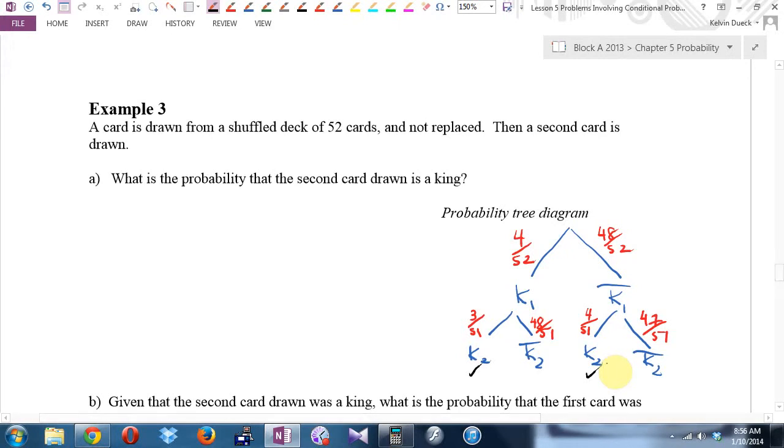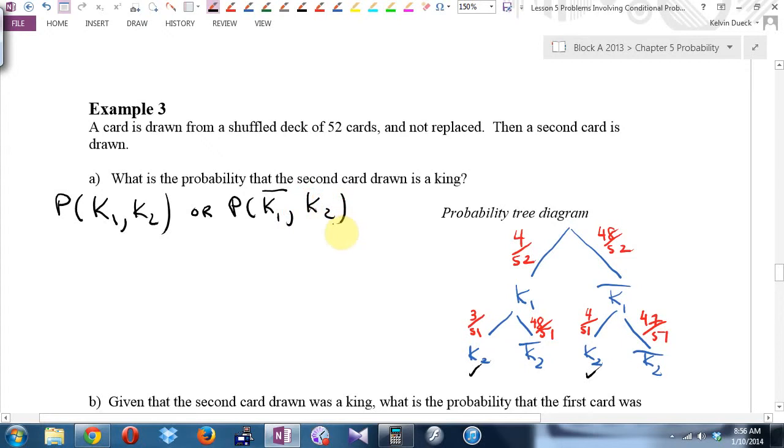If I wanted to write this in probability notation, we're really saying we want to find the probability both are kings or not a king followed by a king. I don't find the notation very helpful. I write it out just for practice. I find the tree much more helpful because to me, the tree is pretty obvious. It's going to be king 1, king 2, or not king 1, king 2. So there it is in notation.